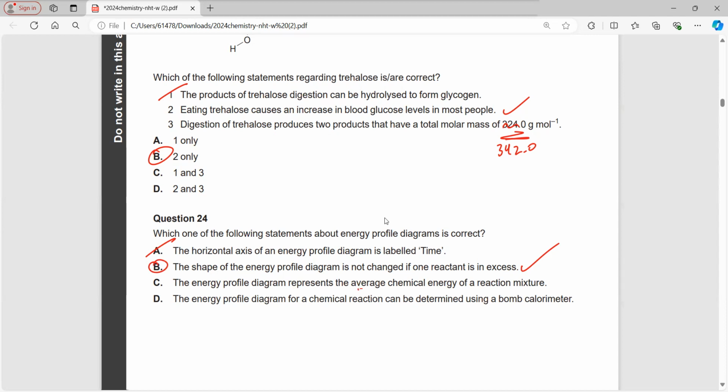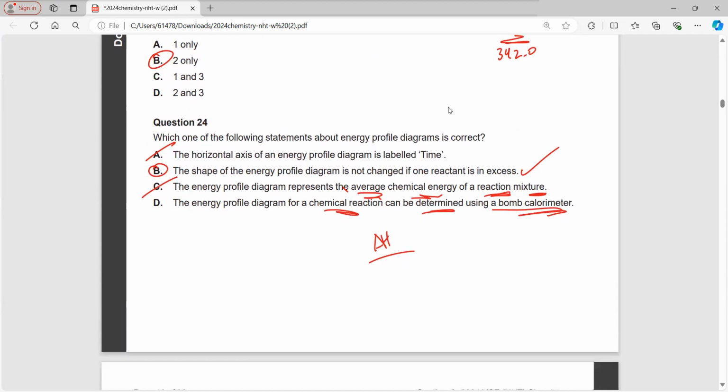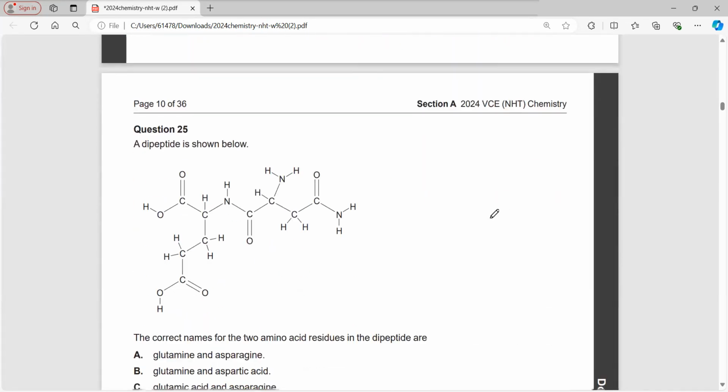The energy profile diagram represents the average chemical energy of a reaction mixture. Again, not really. It's showing how much is absorbed or released, but it's not giving any indication of an average chemical energy. And the energy profile diagram for a chemical reaction can be determined using a bomb calorimeter. This is a sneaky one. I think not, because it's only giving us the delta H, but it's not giving us the starting energy or the finishing energy. Even if we know that the delta H is 30 kilojoules per mole, for example, we don't know where to start or where to end. We do know the difference, but we don't know where the start or end is. Which is why I believe B is the answer.